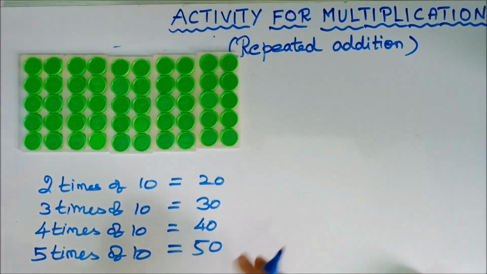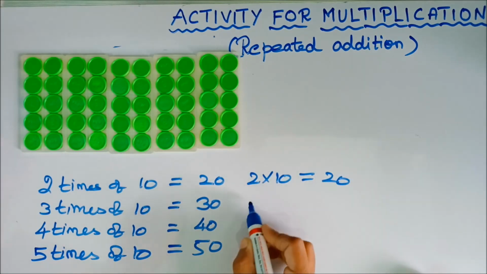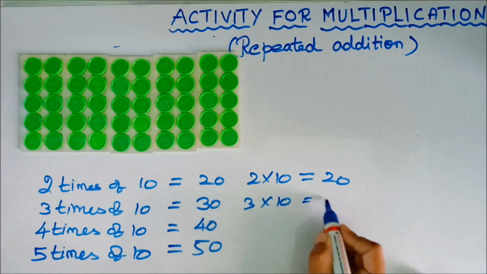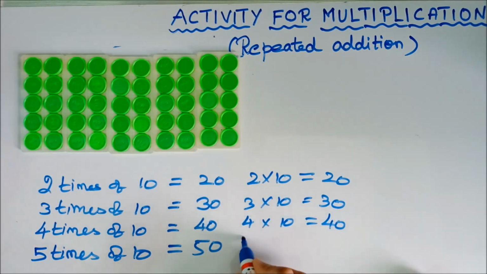We can write all these statements in simple form. That is, 2 into 10 equal to 20. 3 times 10 equal to 30. 4 times 10 equal to 40. 5 times 10 equal to 50. So this is the way you have to understand the concept of multiplication. I hope you have understood this concept. Okay, thank you.